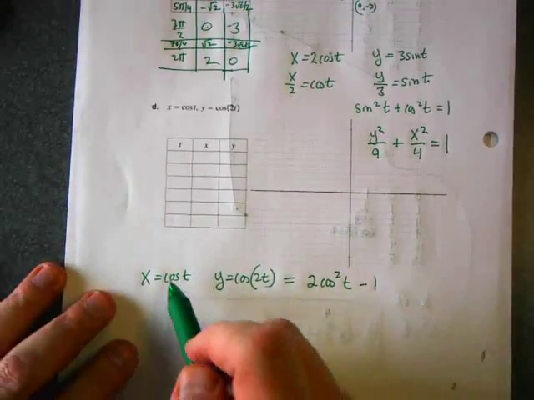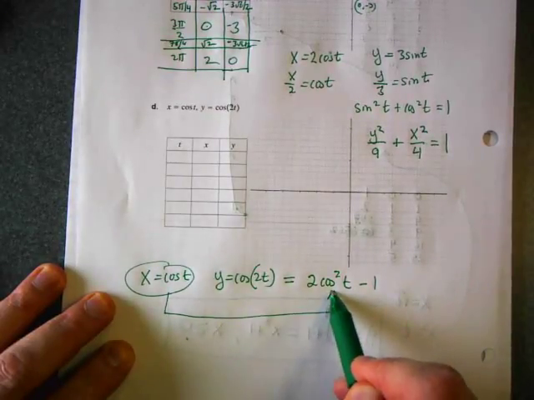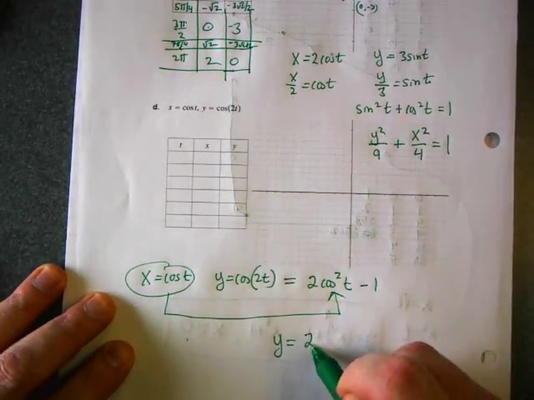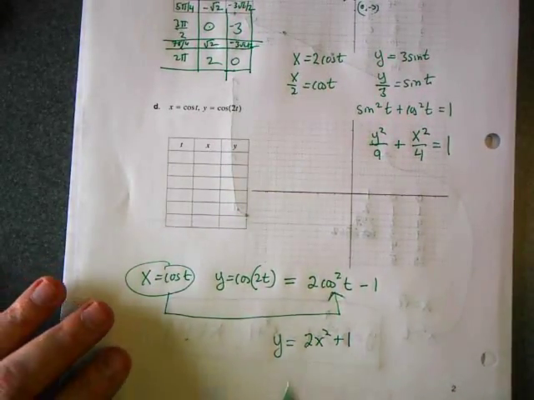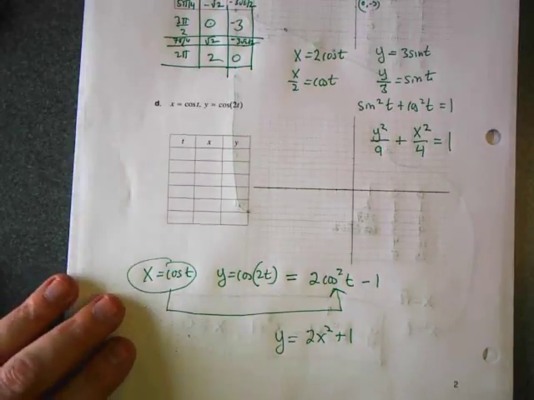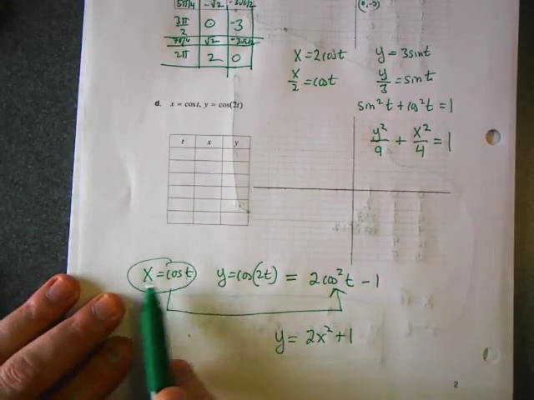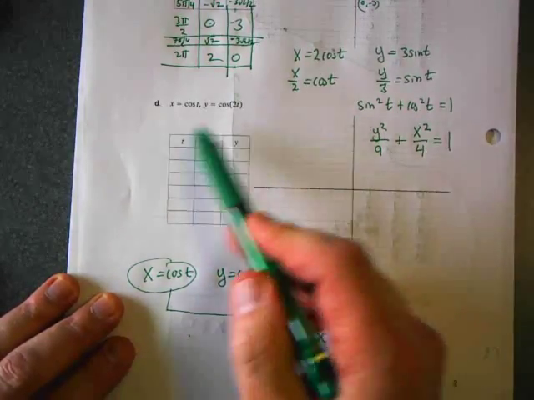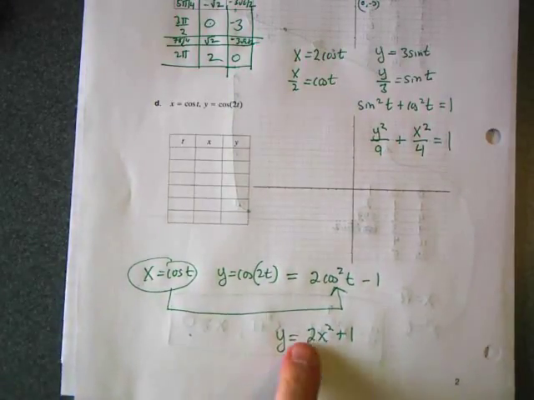So now I can take this, x equals cosine t, and I can plug it in right there. I have y equals 2x squared minus 1. Because I have cosine squared, but cosine is x, so cosine squared is x squared. So when you go home and you draw this graph, what kind of picture are you going to get? You should get a parabola.